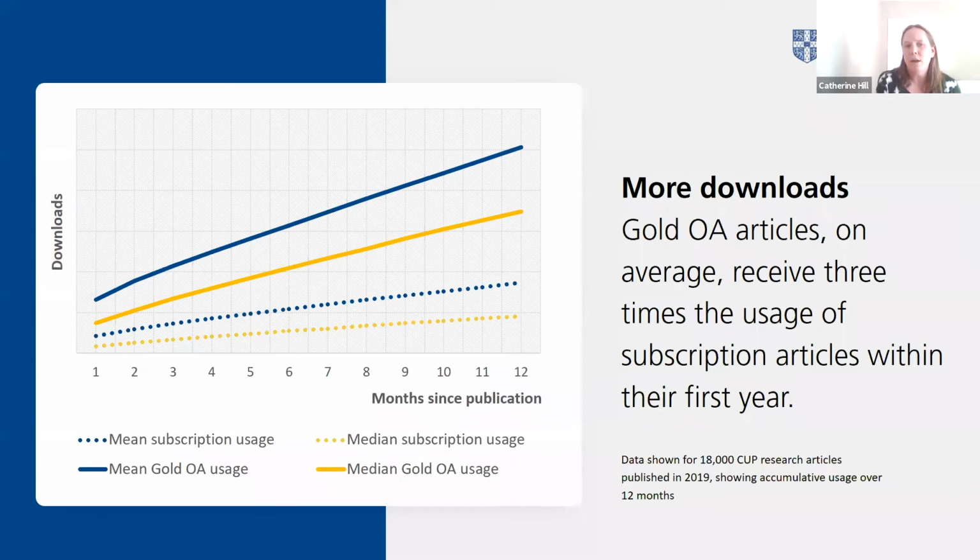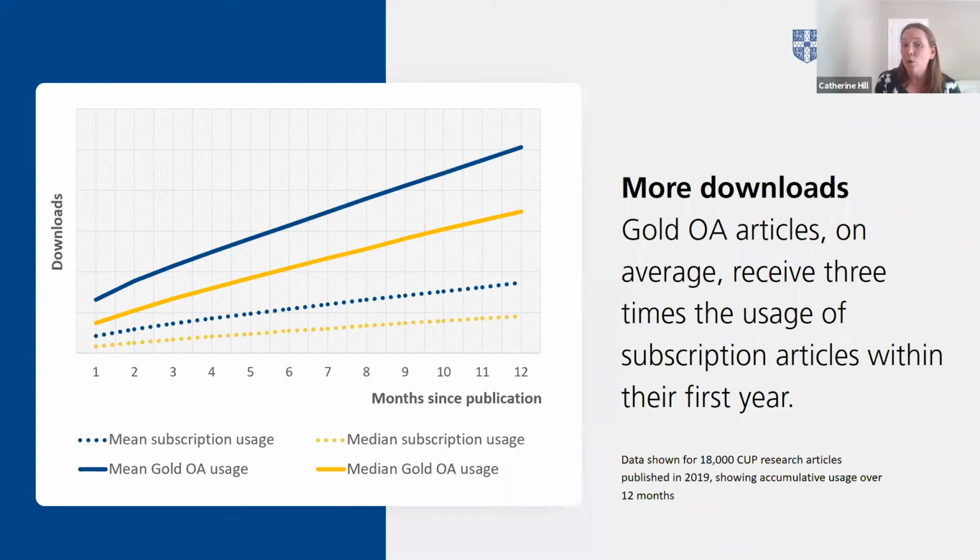The usage data for these articles is unequivocal in showing that gold OA articles on average receive substantially more usage on our own platform. The chart you're looking at now summarizes PDF and full text HTML views received within the first 12 months after publication by the 18,000 research articles we published in 2019. The dotted lines that you can see show the average downloads for the non-OA research articles, and this compares against the solid lines, which show the same measurement for the OA articles.